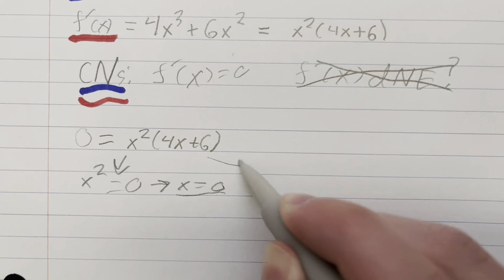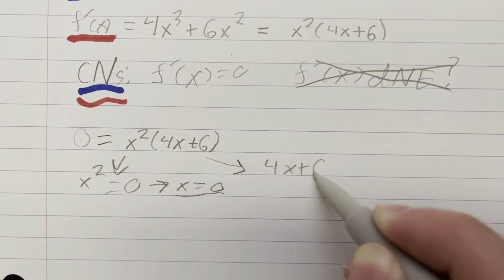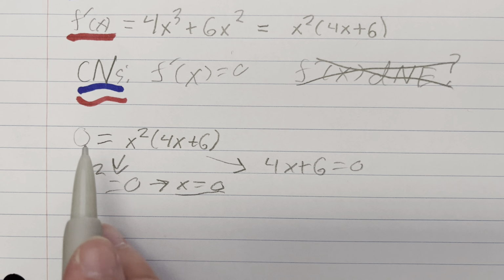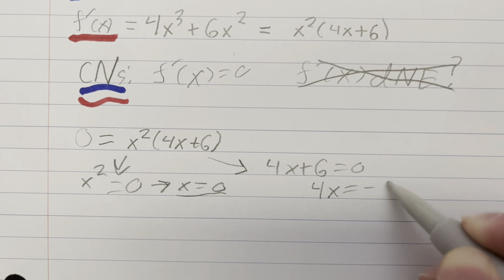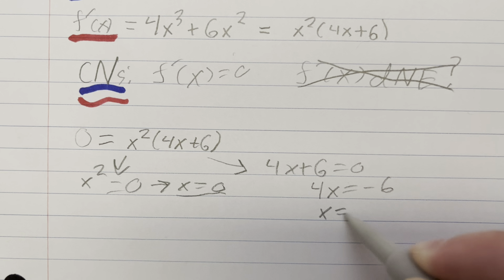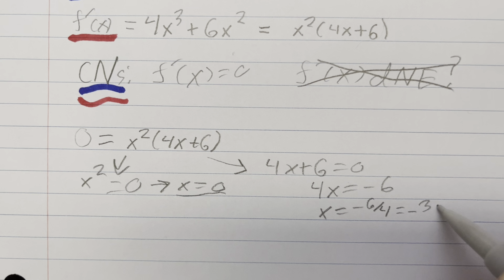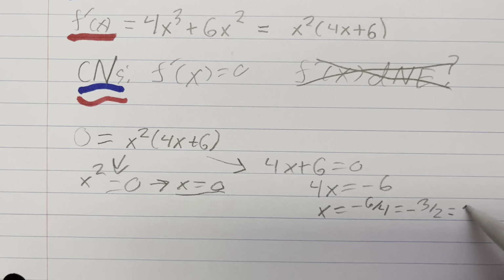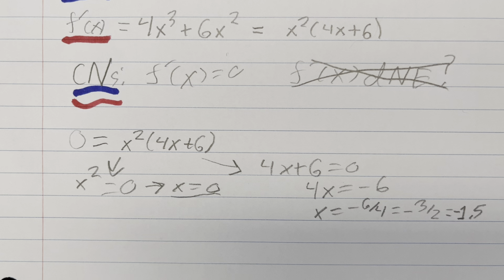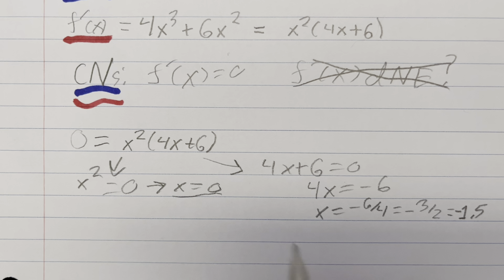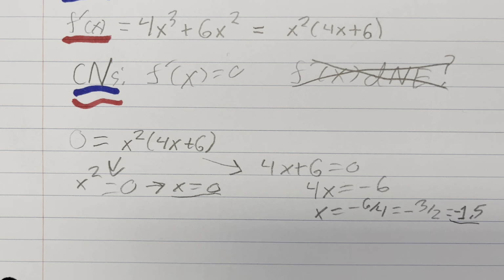But then we also have to account for this parentheses term, this quantity. We get 4x plus 6 is equal to 0, because that also could make this equality true. We get 4x is equal to negative 6, meaning x would be equal to negative 6 over 4, which is equal to negative 3/2, or negative 1.5, right? Okay, so we have our critical numbers, 0 and negative 1.5.